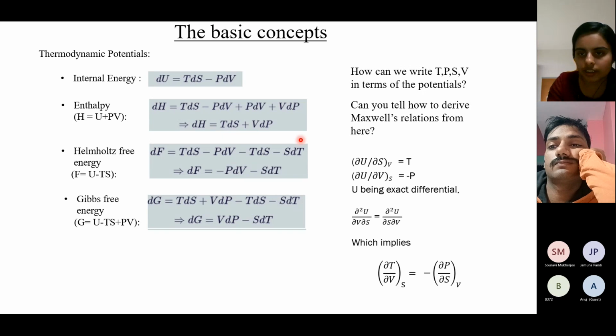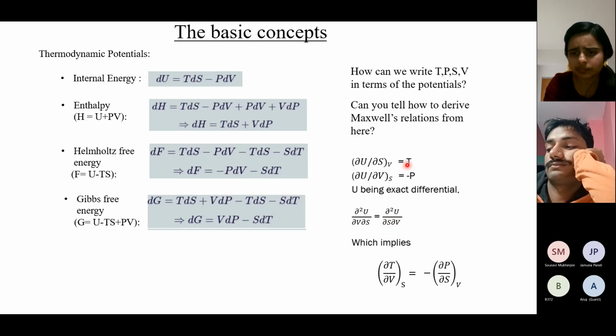Okay. So here, if you use just this expression, you know that ∂U/∂S at constant volume is T and ∂U/∂V at constant entropy is minus P. So now U being an exact differential, these are equal, which implies that if you do a differentiation of this term with respect to volume, you get ∂T/∂V at constant entropy will be equal to minus ∂P/∂S at constant volume. So this, as you know, is one of the Maxwell's relations.